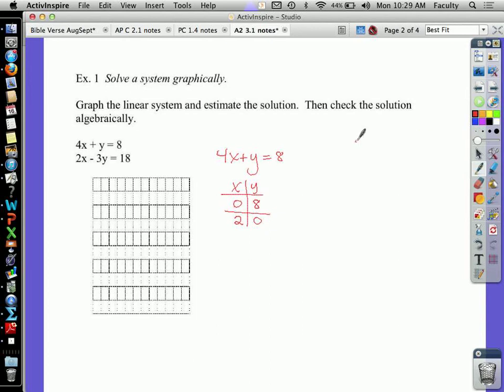Now I'll change colors. Maybe, if the board will cooperate. 2x minus 3y equals 18.